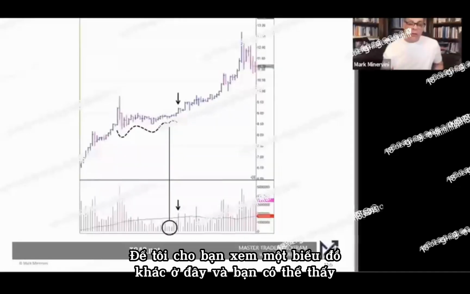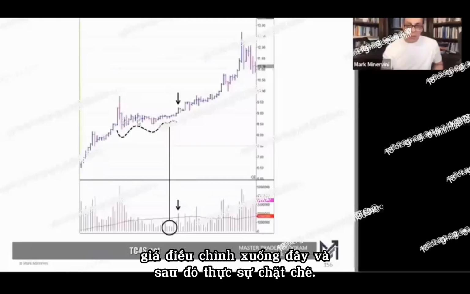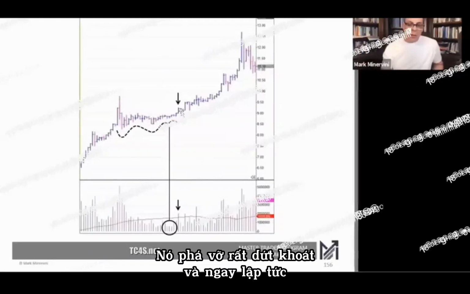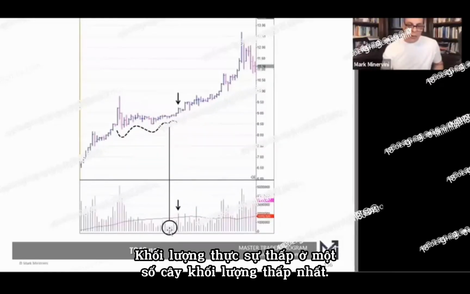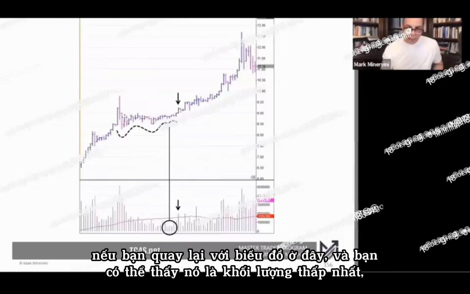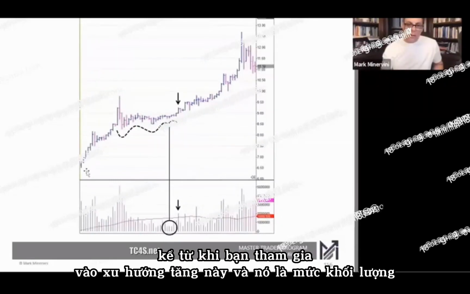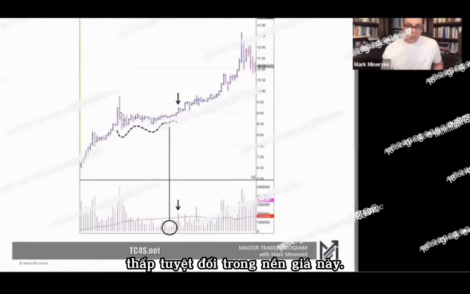Let me show you another chart here, and you can see how we come off here, and then we get really, really tight. It comes right out quite nicely. Right away, you're at a profit. And you can see the volume here, really, really low volume. It's some of the lowest volume. Again, if you go back to the chart here, it's the lowest volume since you got into this uptrend, and it's the lowest volume pretty much in this base.